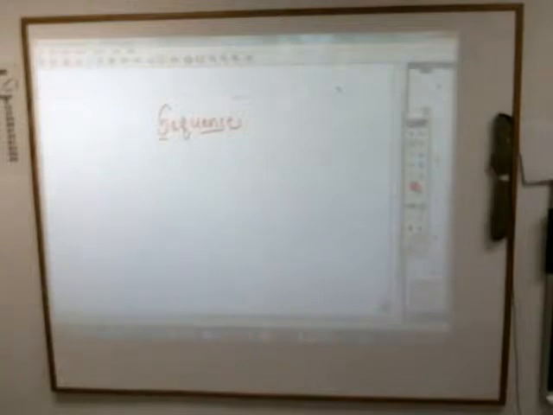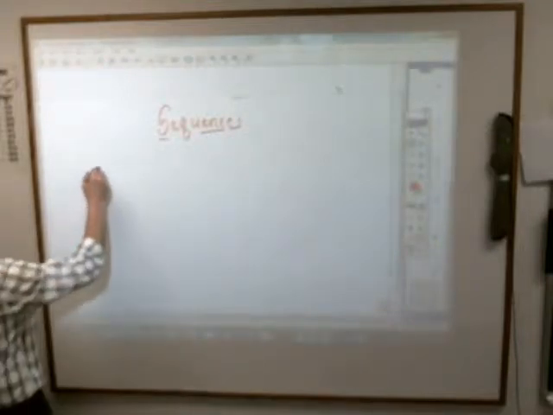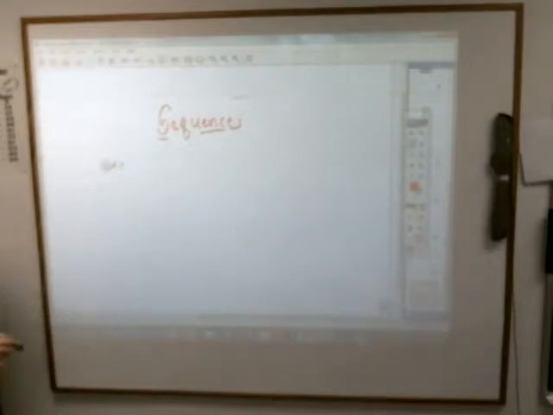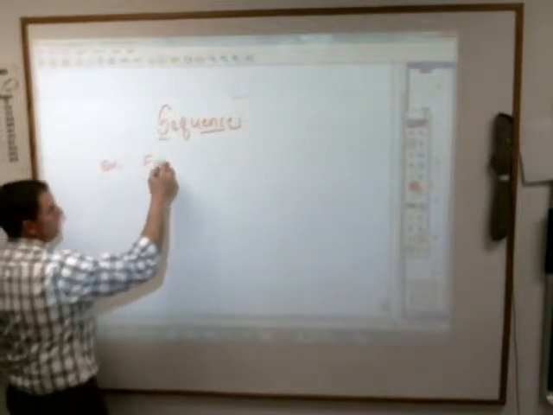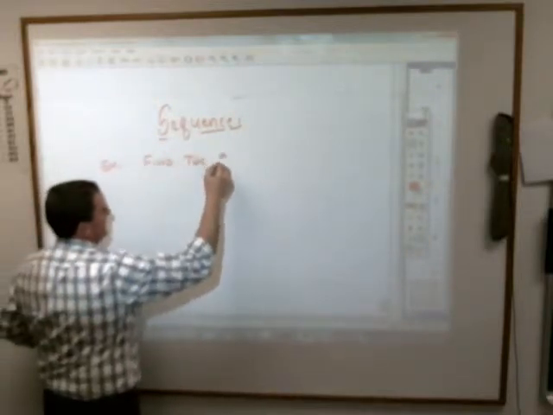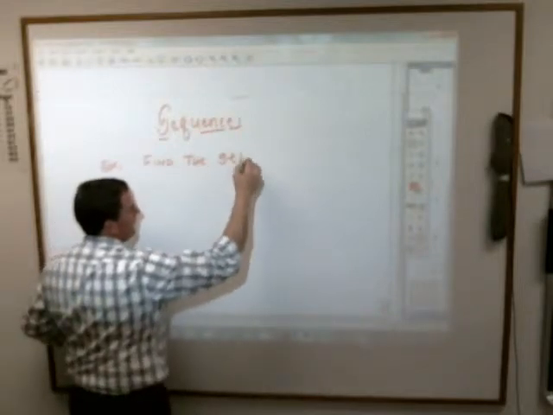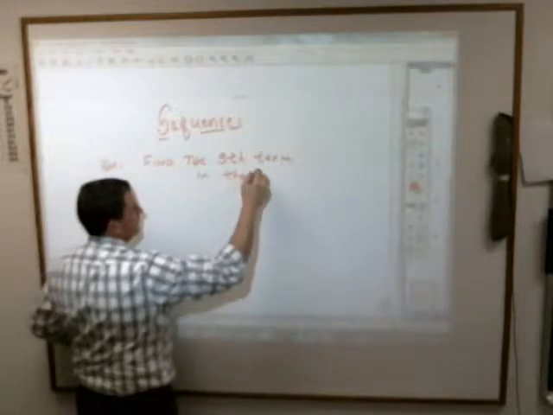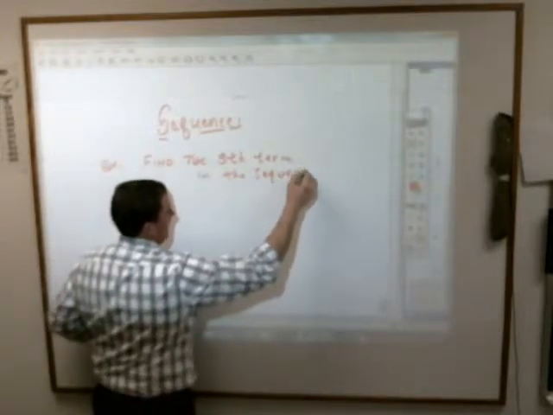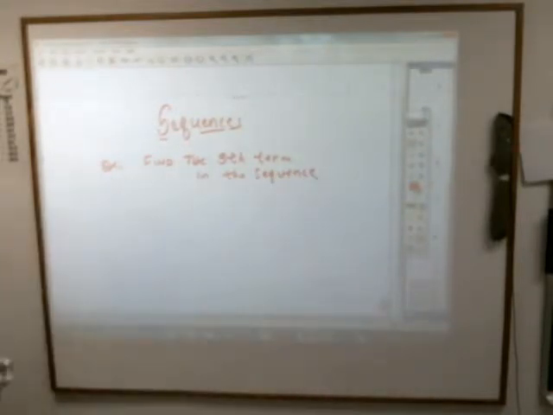They're going to give you the formula and they're just going to ask you to fill in the blanks. For example, let me give you the example problem here. Find the 8th term in the sequence that is a sub n equals 3n.